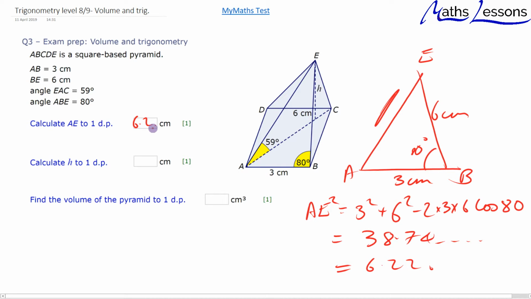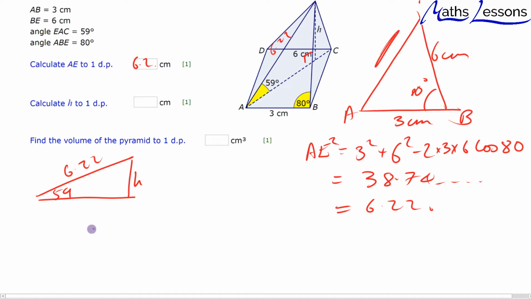So 6.22 to 1 dp. Next, we want to find the value of h. So we've got h is taken down to the base. That gives us a right angle there. We know this side now is 6.22, so we can use the 59 triangle like so. So we've got 59 there, we've got h there, and we've got 6.22. So therefore, we've got opposite over hypotenuse, so h over 6.22 will equal sine of 59. So h will equal 6.22 times sine of 59.